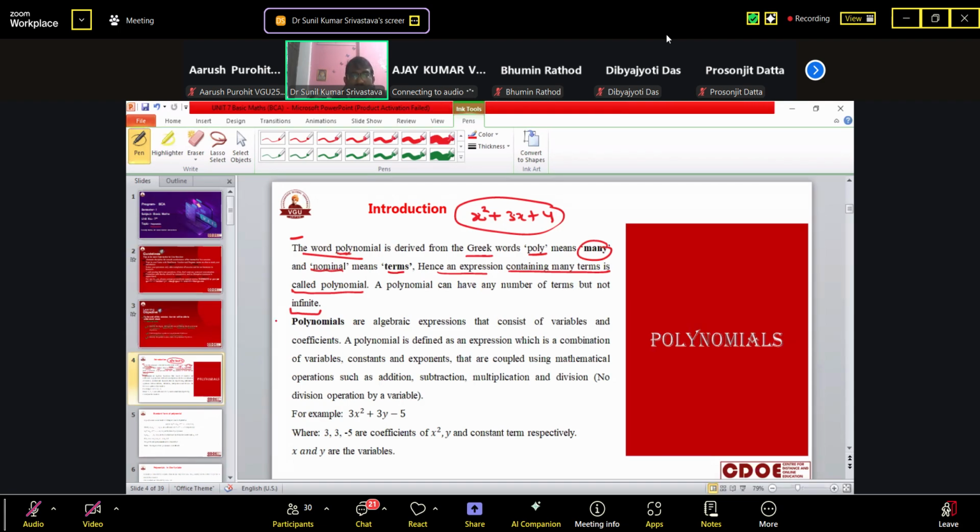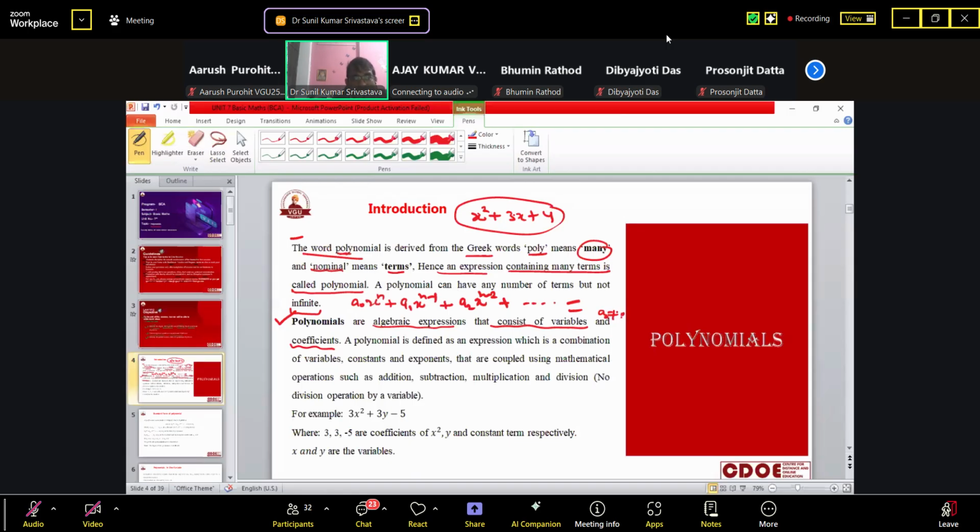Okay. So before starting the definitions, polynomial expressions are algebraic expressions that consist of variables and their coefficients. Any general polynomial expression is of the form a naught x raised to the power n plus a1 x raised to the power n minus 1 plus a2 x raised to the power n minus 2 and so on. This is a polynomial expression in the variable x with degree n, where a naught is not equal to 0. This is a condition. We will define this definition next.